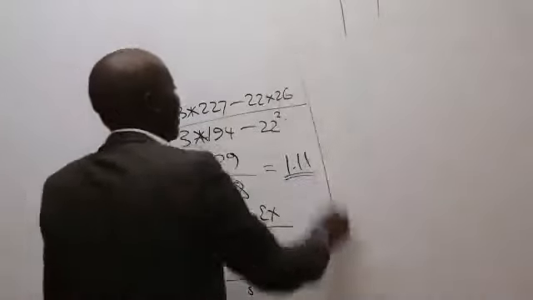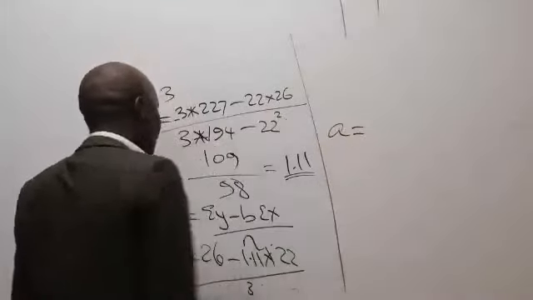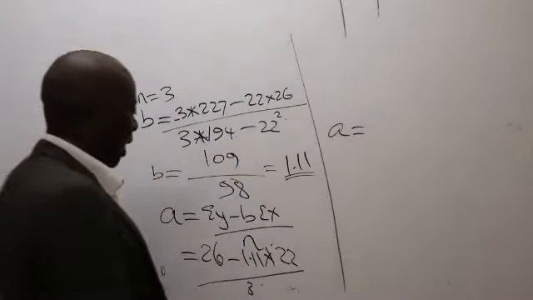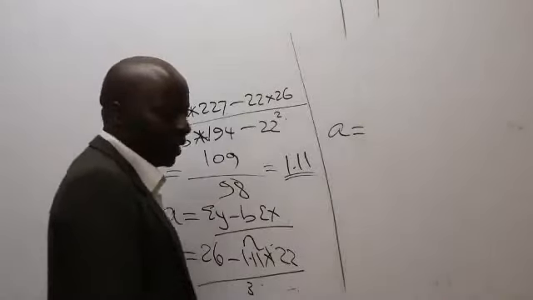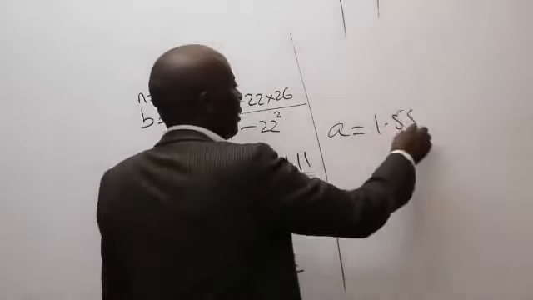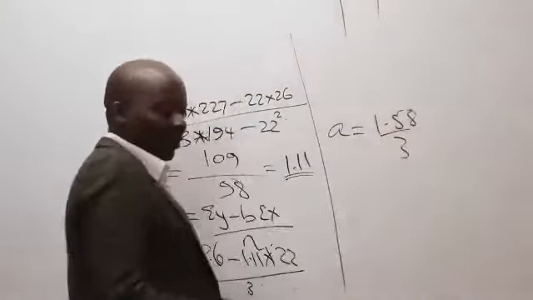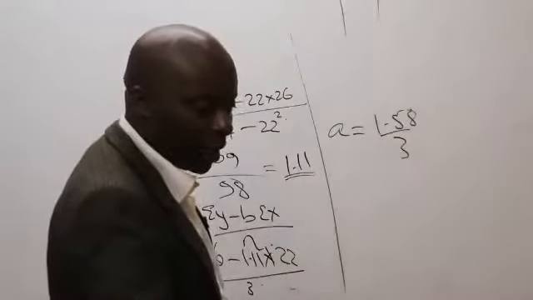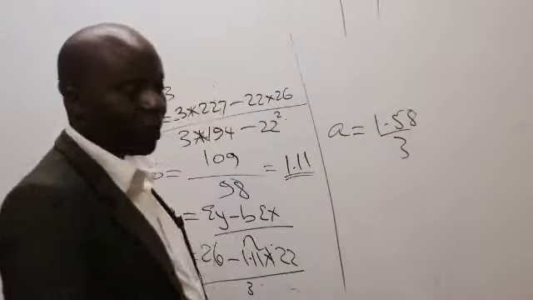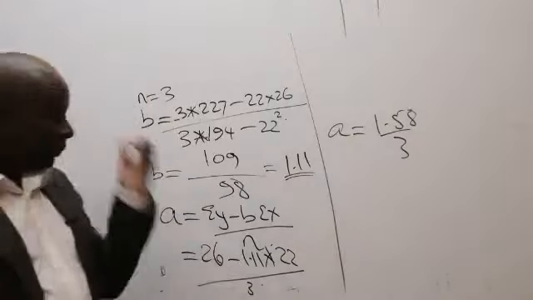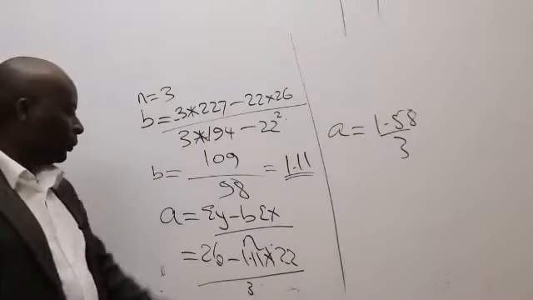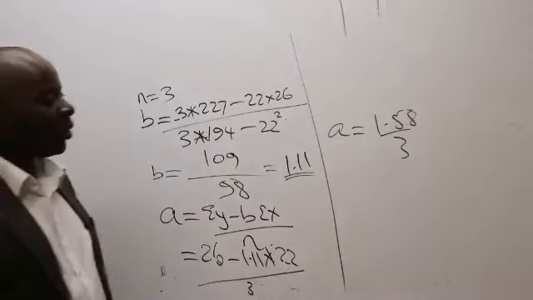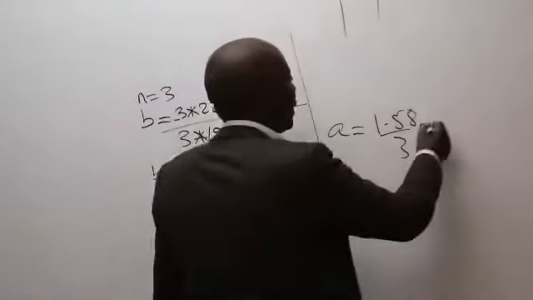So my A here will be equal to 26 minus 1.11 times 22, which gives me 1.58. Then 1.58 divided by 3. First of all, ensure that you always work out the numerator. After you get the numerator, then you divide. According to the answers, we're getting 0.57. Thank you very much.